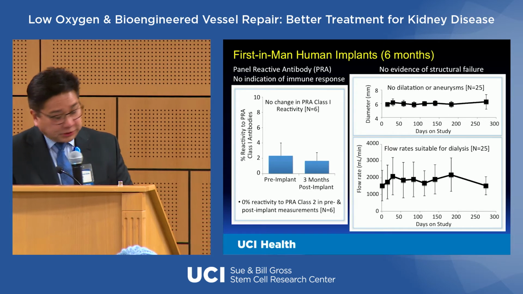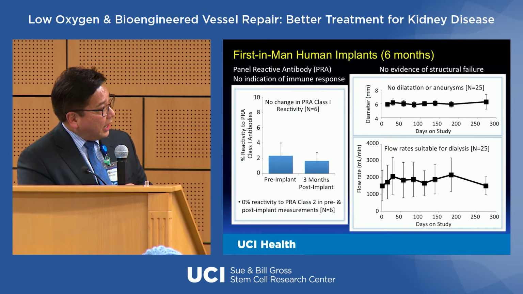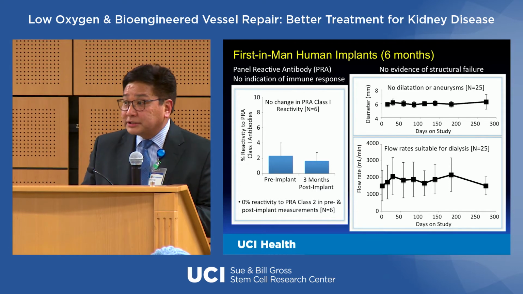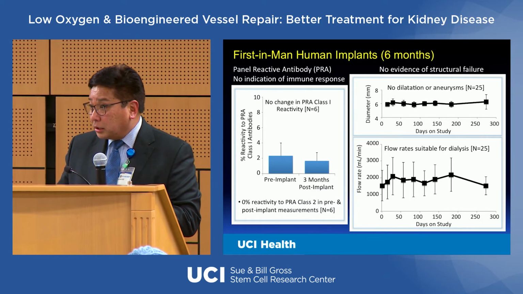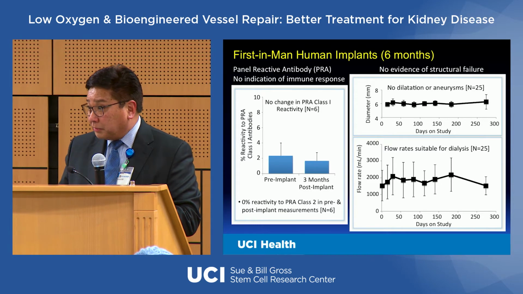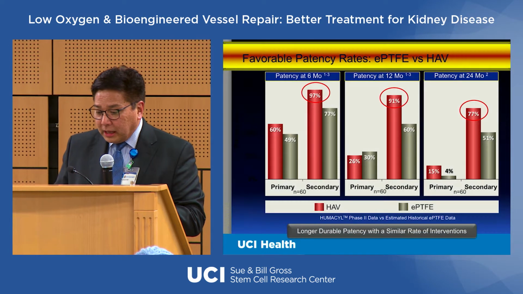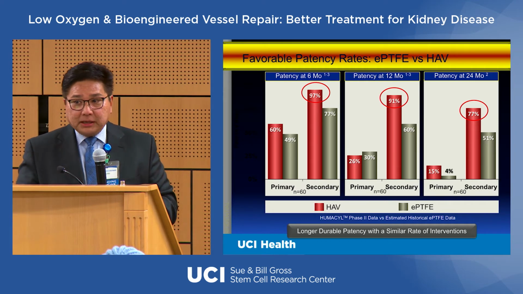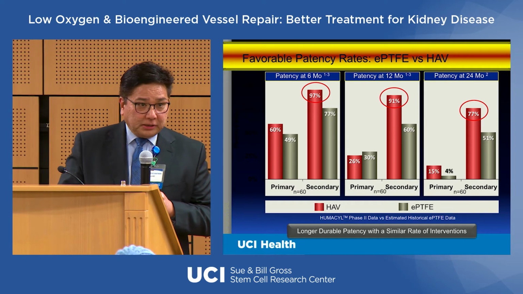In addition, there was no aneurysm formation, and the flow rates become very important. Normally, these things have to flow at about 600 cc's a minute. It could tolerate that very well, like a normal blood vessel would. Additionally, patency. Now, what does that mean? That means that it has to stay open.